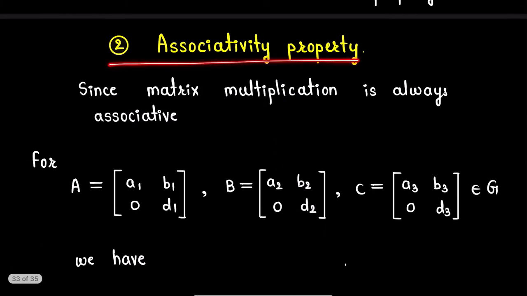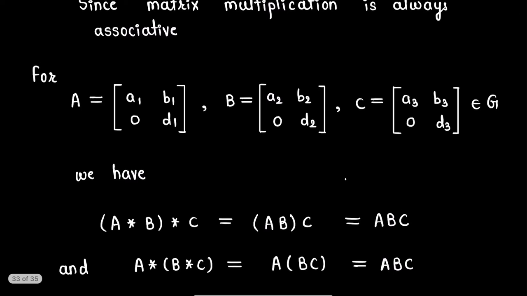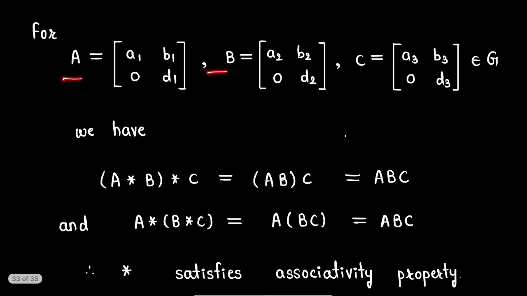Next is the associativity property. We know that matrix multiplication is always associative. Thus, if A, B, C are any three matrices in set G, we have (A star B) star C is equal to the product of matrix AB with C, which is equal to ABC, and again A star (B star C) is equal to the product of matrix A with matrix BC, and that will be equal to ABC. Thus, star satisfies the associativity property.